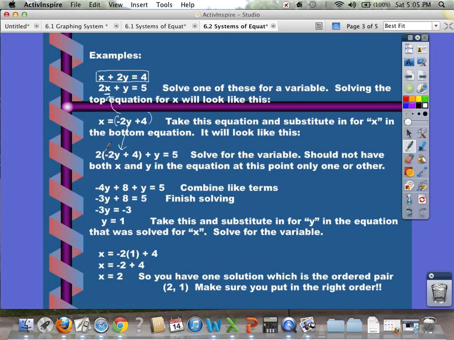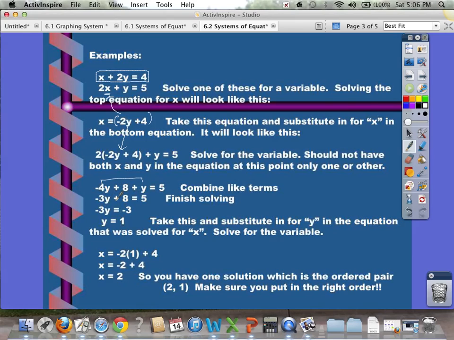So when I distribute, it's 2 times a negative 2y, which makes a negative 4y, 2 times 4, which makes 8. Bring down your plus y and equals 5, and now you're going to combine like terms. I have a negative 4y and a plain y. That makes a total of negative 3y. Again, if you need to, use your calculator and add and subtract your negative and positive numbers.